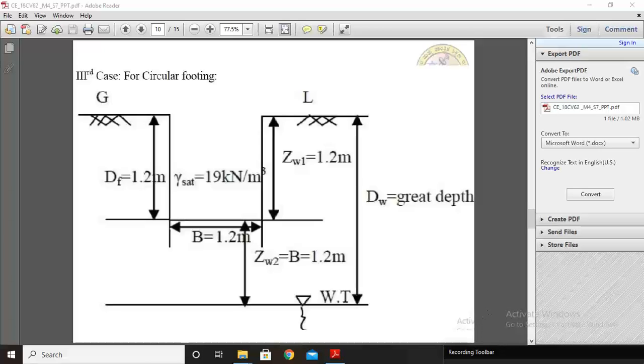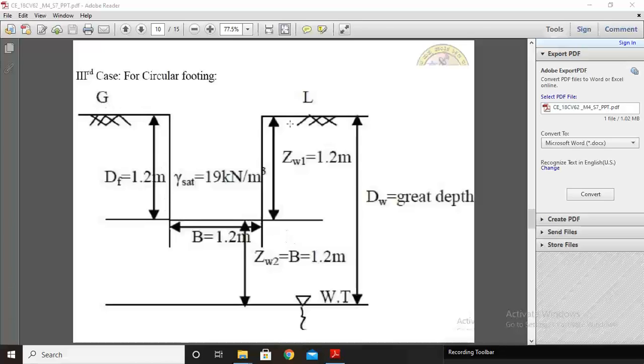So now draw the same diagram, but with a slight change. Here we are considering B as nothing but D, the diameter, and the equation changes slightly, but the diagram is the same. So once again, draw the diagram.